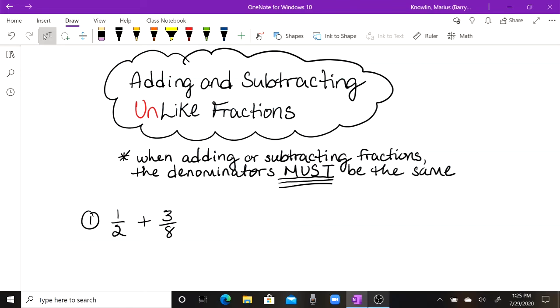Let's talk about adding and subtracting unlike fractions. Just like when adding and subtracting like fractions, we still need to remember that when adding or subtracting fractions, the denominators must be the same. I'm going to repeat that. The denominators must be the same when you're adding or subtracting fractions.